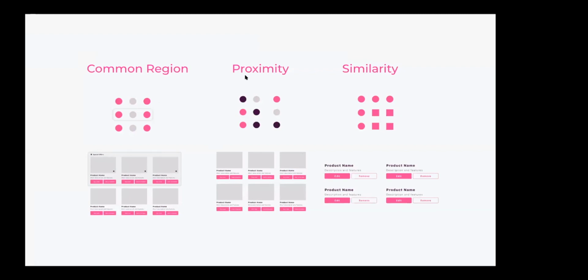That means objects that are near each other tend to group together. The last one is the law of similarity. Similar elements are perceived as a complete picture even if they are separate.